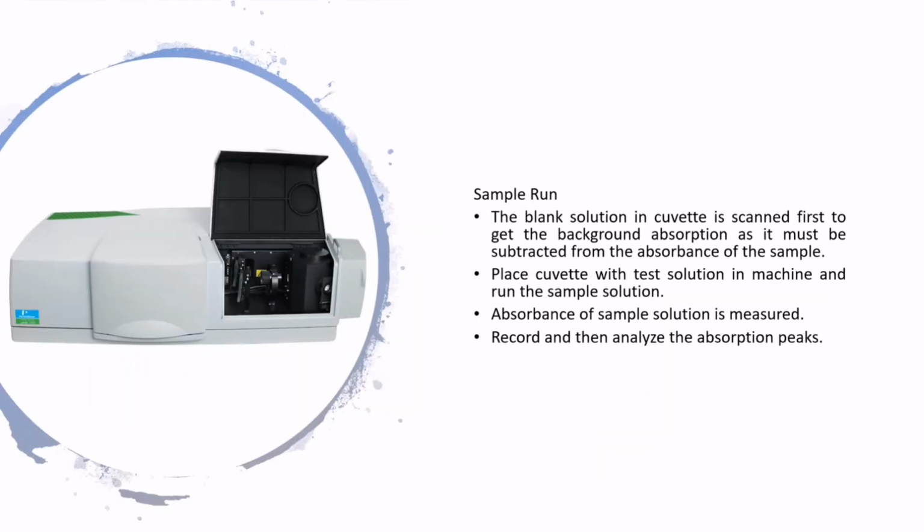For the sample run, the blank solution in the cuvette is scanned first to get the background absorption, as it must be subtracted from the absorbance of the sample. Next, place the cuvette with test solution in the machine and run the sample solution. The absorbance of the sample solution is measured. We will record and then analyze the absorption peaks.